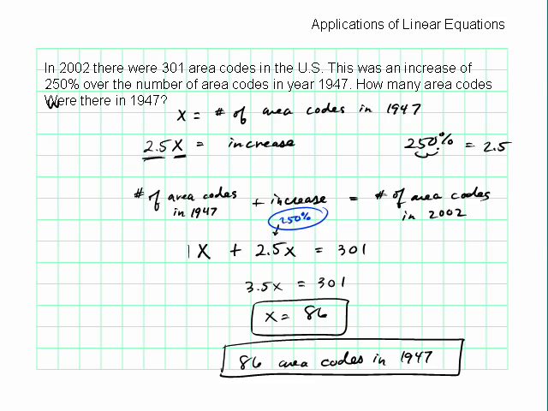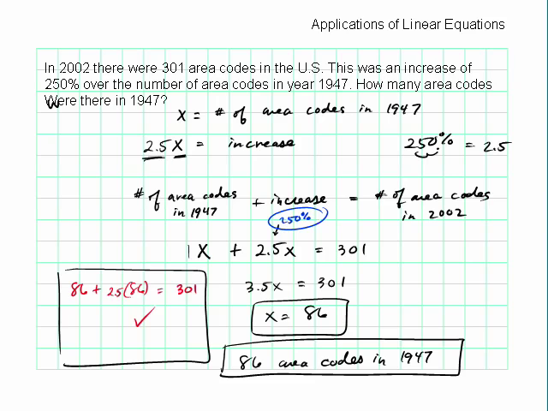Here's our check. Here's how we check our result. We take the 86, which is how many area codes we have in 1947. We add on 250% of that. So 250% of 86 is 86 times 2.5. If we use our calculator and multiply that together, we will get 301, and so it does work out. Next one.